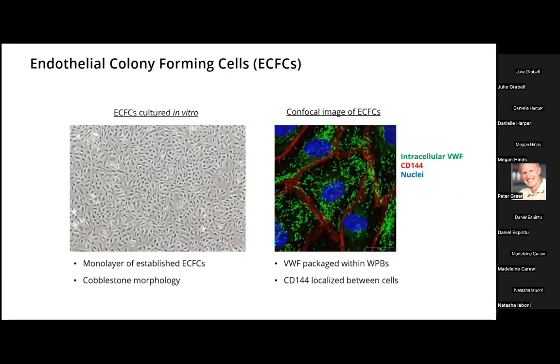Just a brief background on endothelial colony-forming cells. These are a progenitor cell population that can be isolated from peripheral blood, so it's a really non-invasive way of collecting samples and isolating the cells. You can see on the right, they have a distinct cobblestone morphology when grown in vitro. Of importance, they also express VWF as well as CD144.